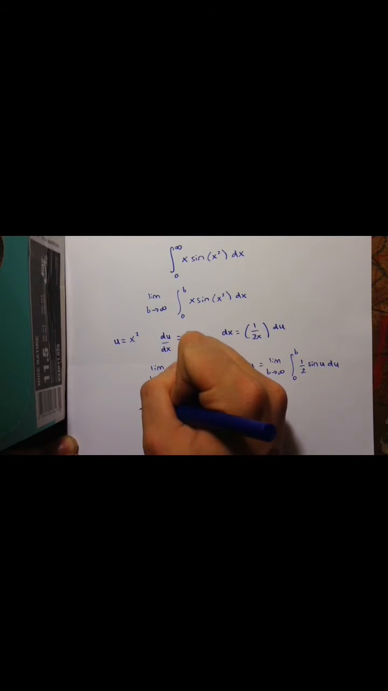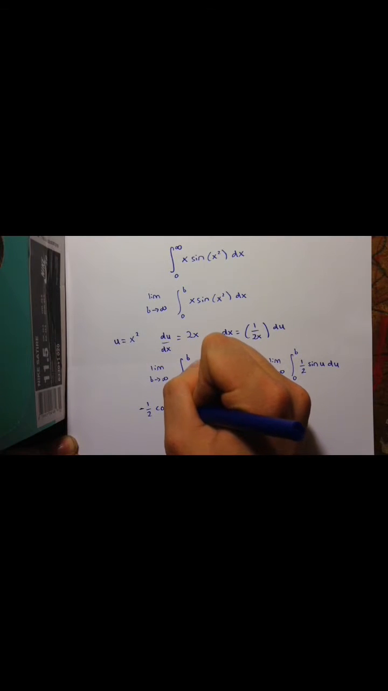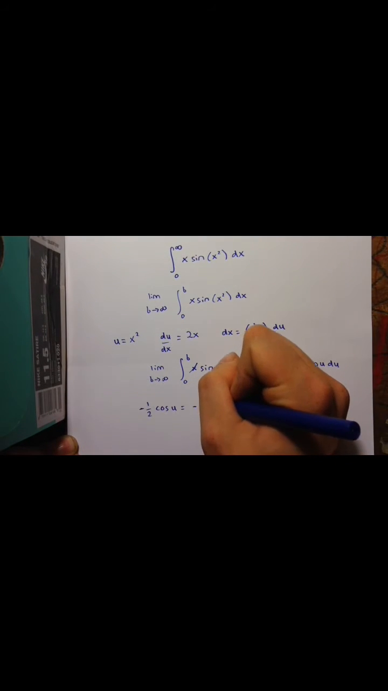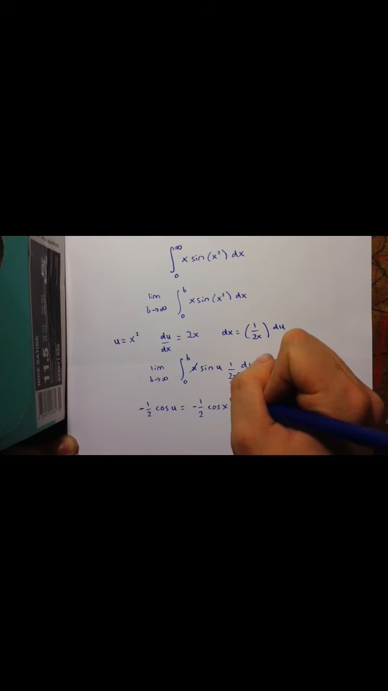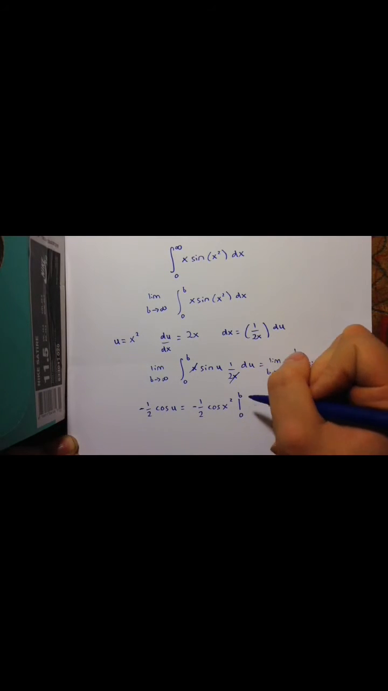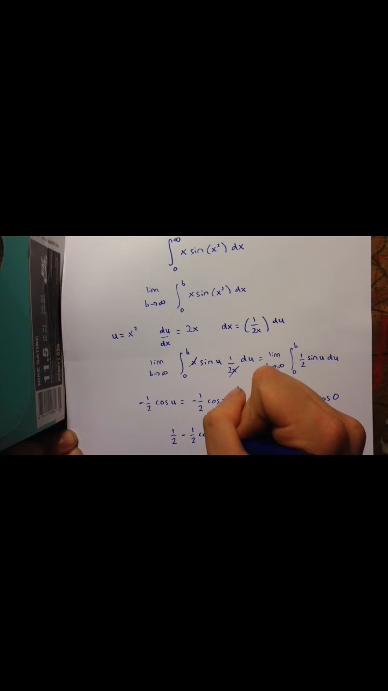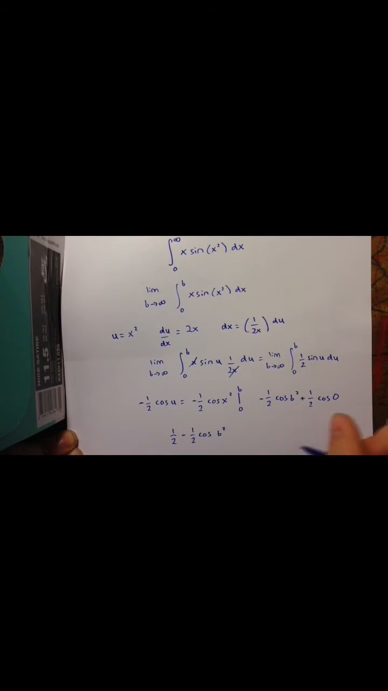So we have negative 1/2 cosine u, which, if we go back and plug in our x squared, equals negative 1/2 cosine of x squared. And we evaluate that from 0 to b, and then take the limit as b approaches infinity. So let's just go ahead and do that. Negative 1/2 cosine of b squared minus a negative 1/2, so positive 1/2 cosine of 0. Now what does that leave us with? Well, that leaves us with 1/2 minus 1/2 cosine of b squared.